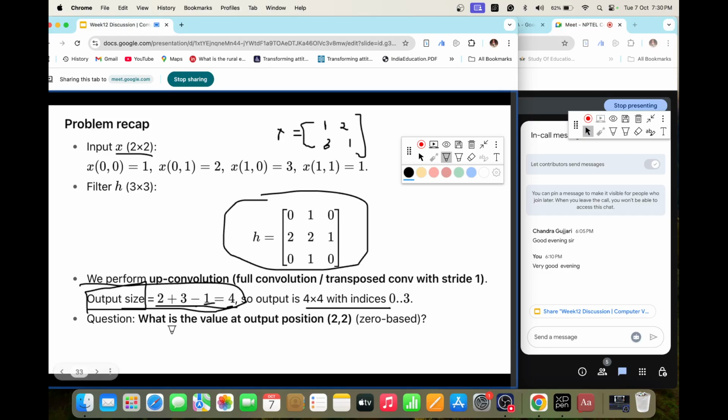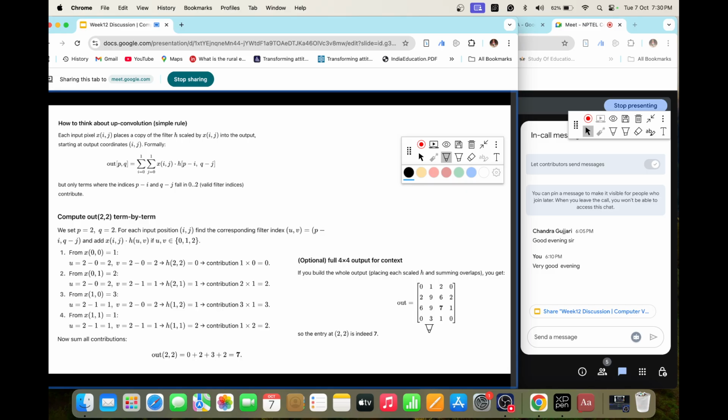Okay. So the question is, what is the value at the output position 2 cross 2, that is 2 comma 2, 0 based. So that is the question. How do you have to do it? You have to do it by this formula. This is the formula of your up convolution that I said I will discuss.